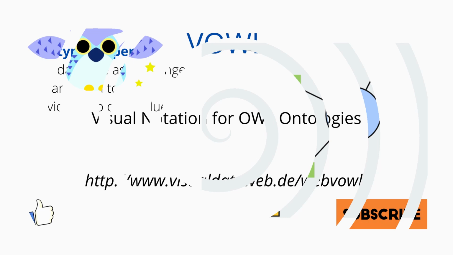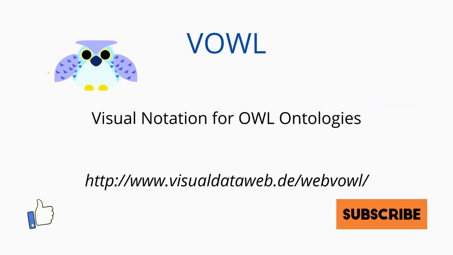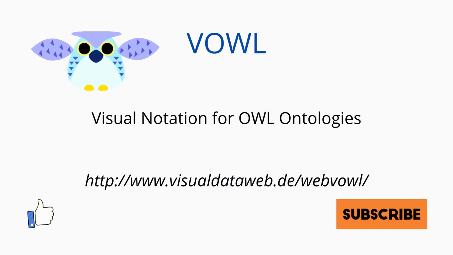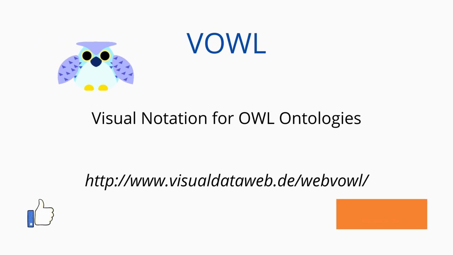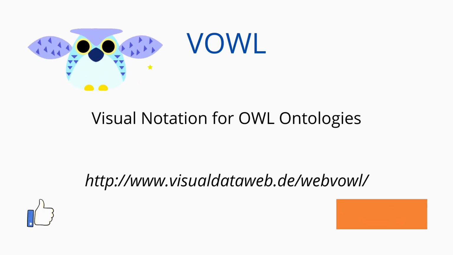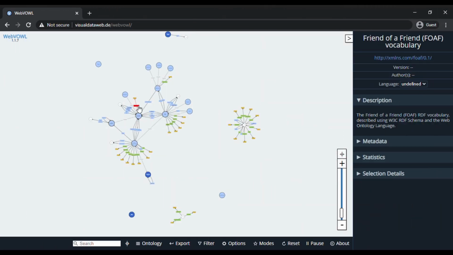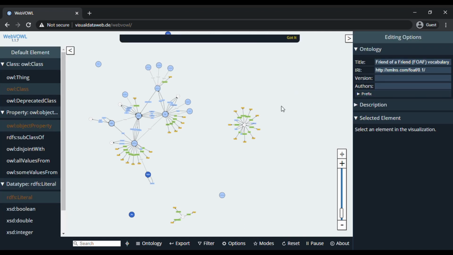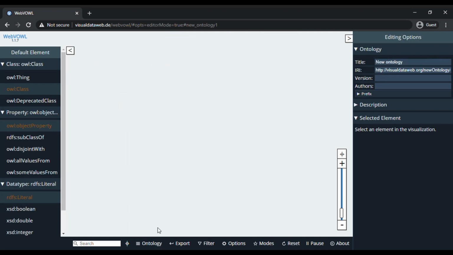Okay, since we have a basic idea about OWL, let's try visualizing it in the online visualization tool WebVOWL. I've added a link to the WebVOWL online editor in the description below for you to check it out. Let's start. So we are on the visualization page. We go to modes, editing, ontology, create new ontology. We'll create an ontology about vehicles, and give a description.